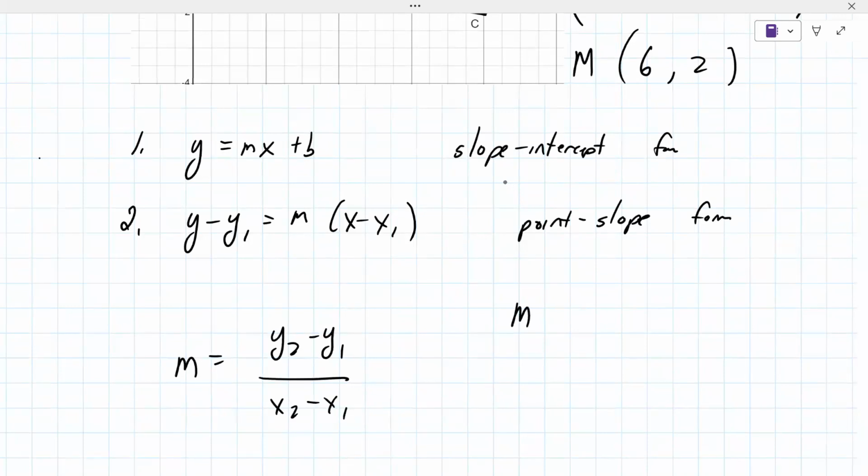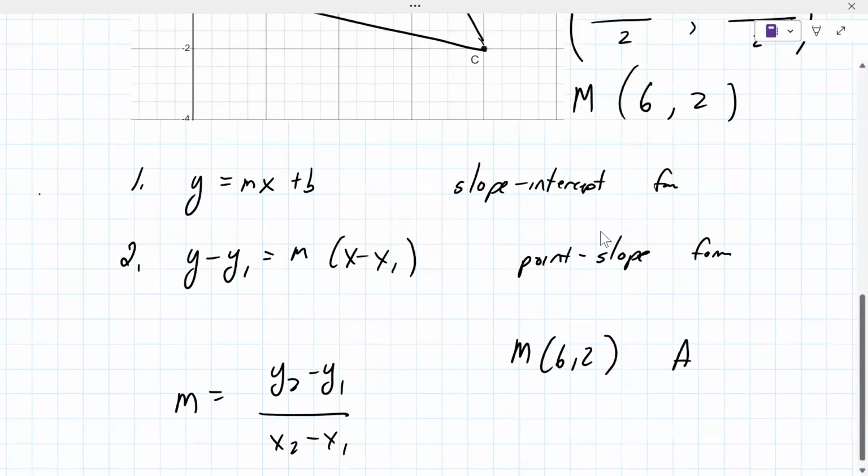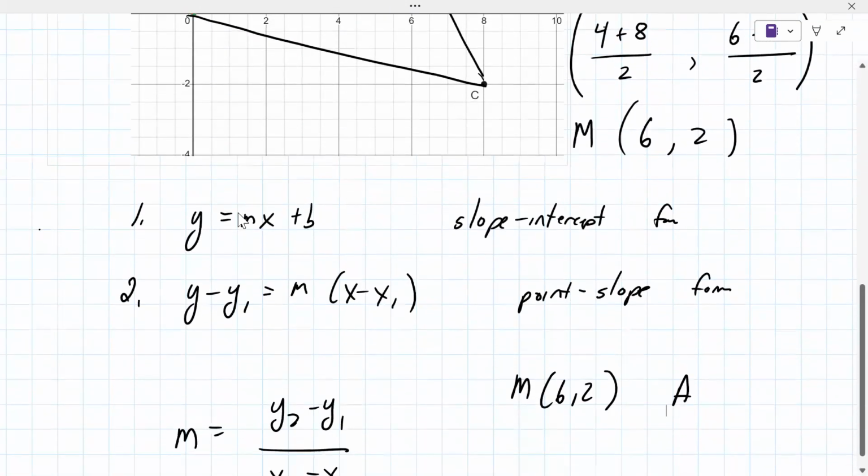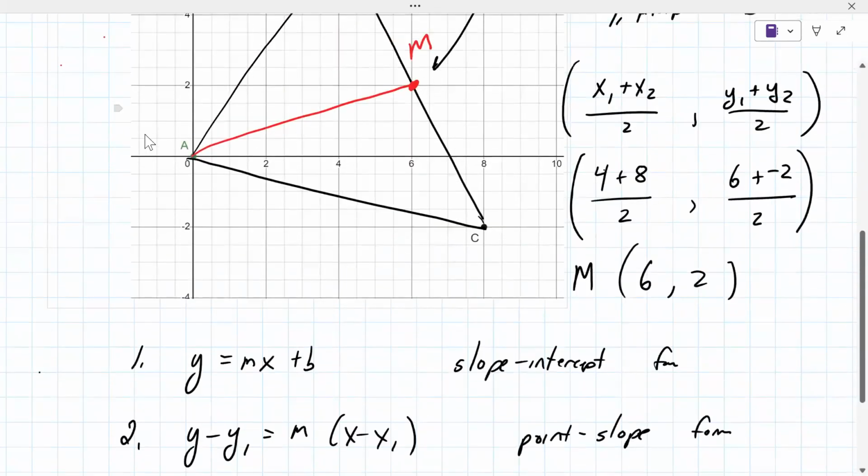And you're going to use the point 6 comma 2, that's the midpoint, and then A. So this is where it gets confusing. It's like, wait, we used B and C to find the midpoint. For the slope, we're going back to A because A is on the equation of that line. A has the ordered pair 0, 0 here. Okay, so we don't use A and C or A and B, just A. You have to use the 2 points on the line for the slope.